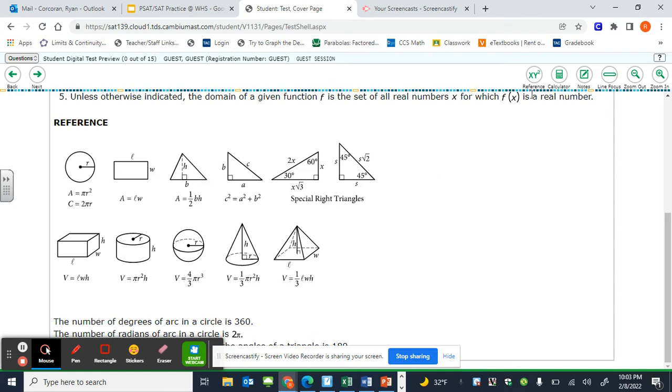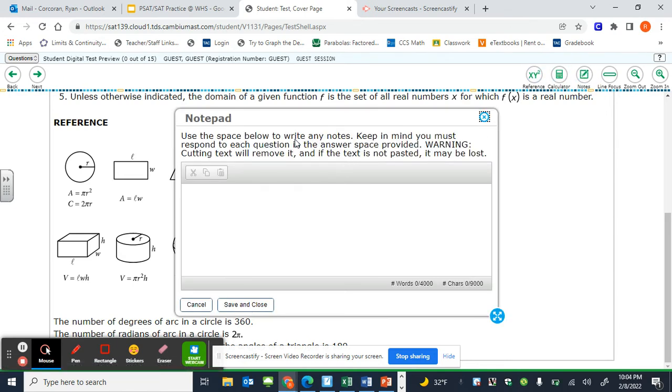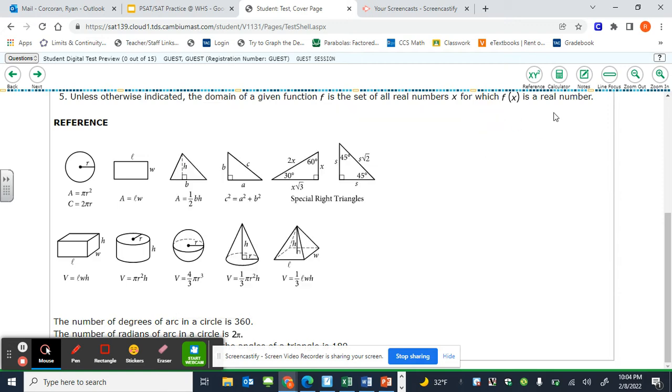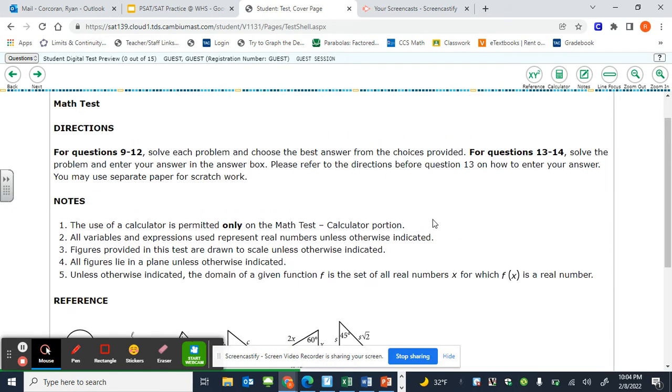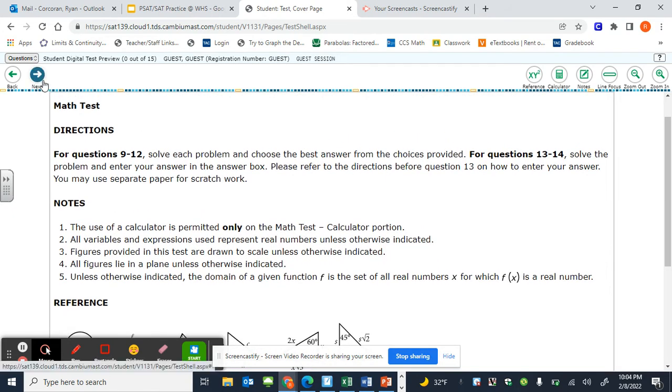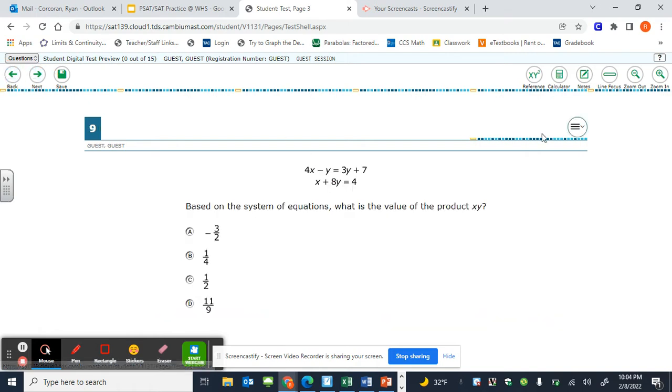Again, you get the same information before that you get for the reference. And then for notes, so you can write notes. I'm not sure how that works. It looks like it's just text. So I'm not sure if that's going to be too helpful for students. So you're going to use the next button. Oops, this is the one I was talking about.